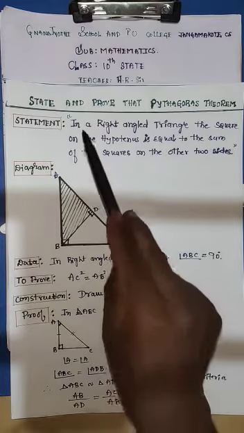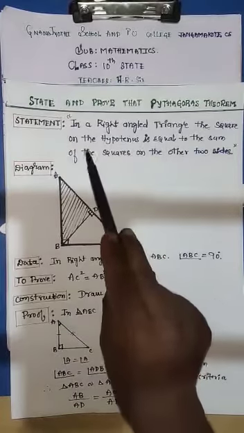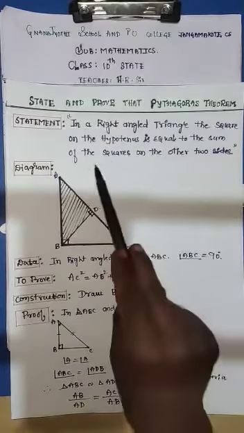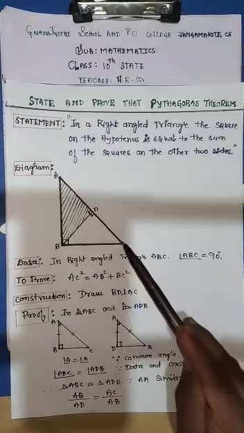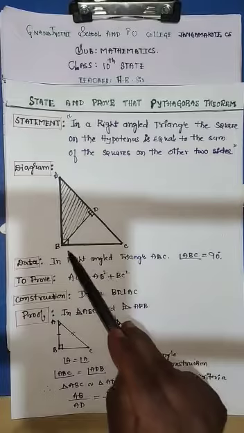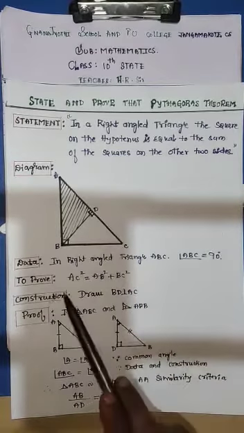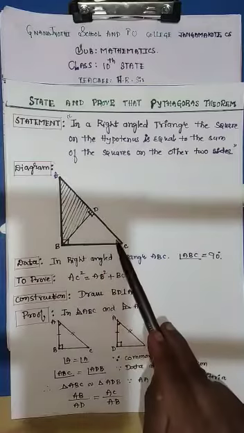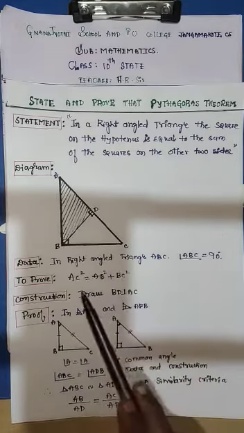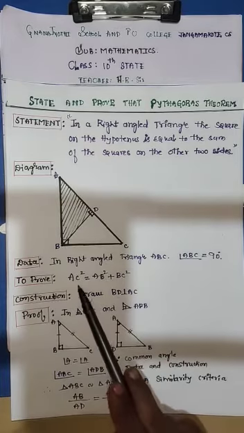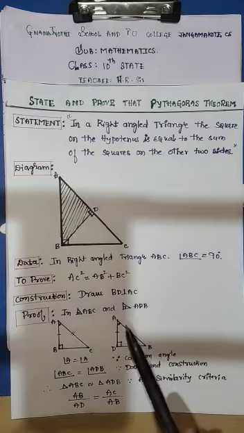According to the statement, we need to prove that in a right angle triangle, the square on the hypotenuse is equal to the sum of the squares on the other two sides. Here AC is the hypotenuse and AB and BC are the other two sides. So we need to prove that AC square is equal to AB square plus BC square, right?